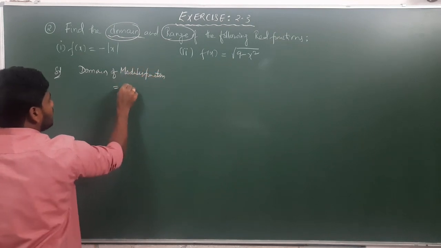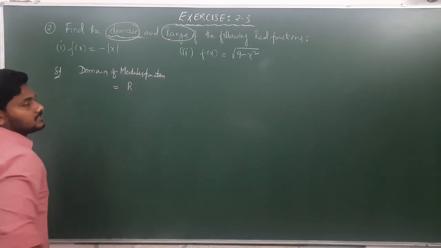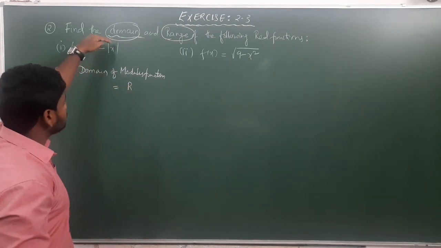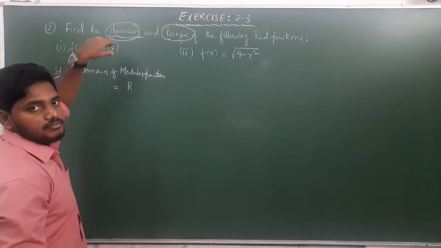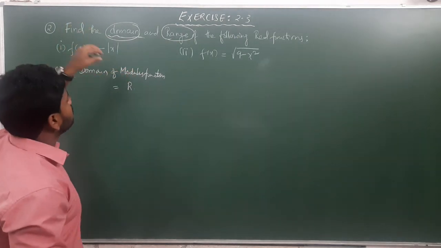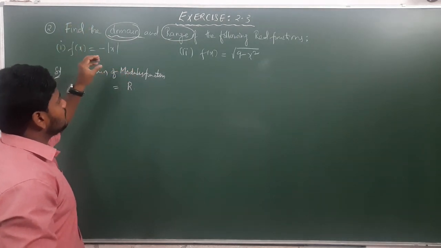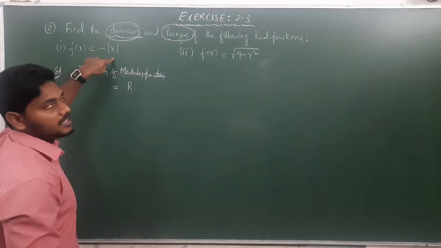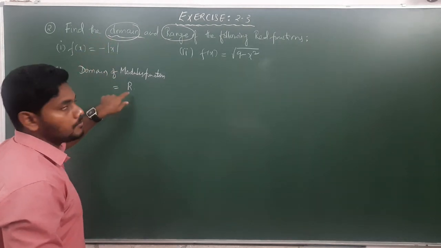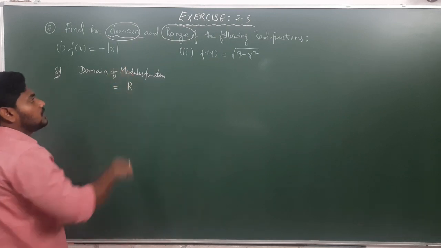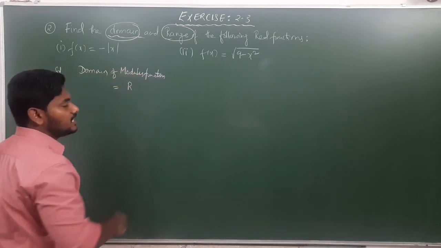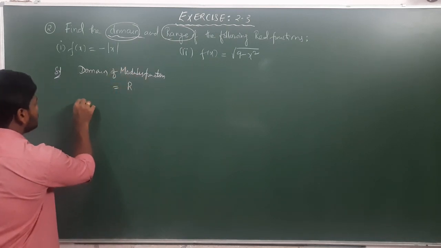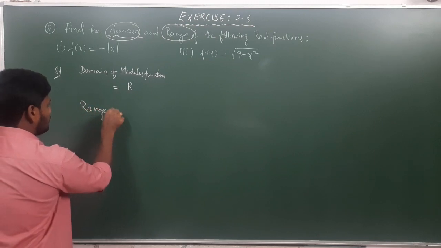We can write it as R. Right or not? In this modulus function, in the place of x, we have a right to substitute a negative number, 0, a positive number, a decimal number, a fraction, any number. We have a right. So that's why the domain will become R. But after substituting any real number, what are we getting? Range.